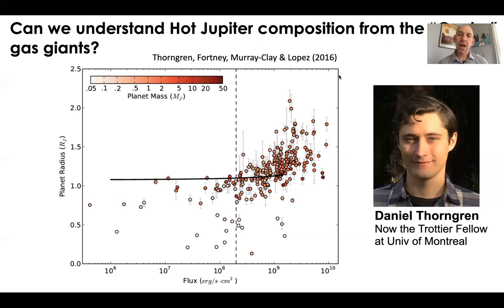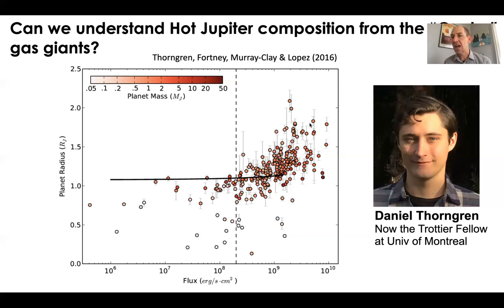So a key plot for hot Jupiter structure is looking at planetary radius versus the incident flux. This is like the solar constant. And what had been pointed out previously is below about 2 times 10 to the 8, there's a transition. This is about 1,000 degrees for equilibrium temperature. As you go to hotter and hotter planets, you see a dramatic increase in planetary radius.